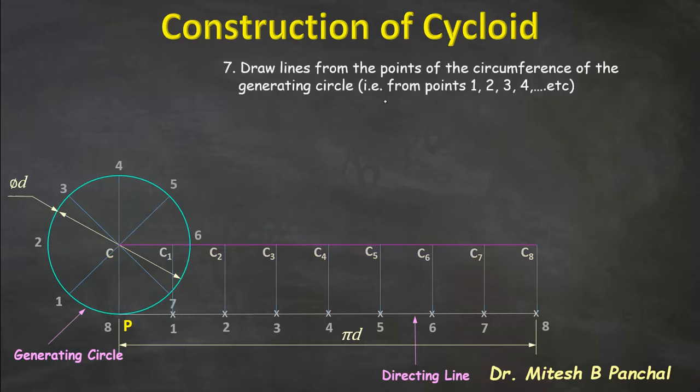Now draw lines from the points on the circumference of the generating circle, that means from 1, 2, 3, 4, 5, 6, 7, parallel to the locus of center or parallel to the directing line.